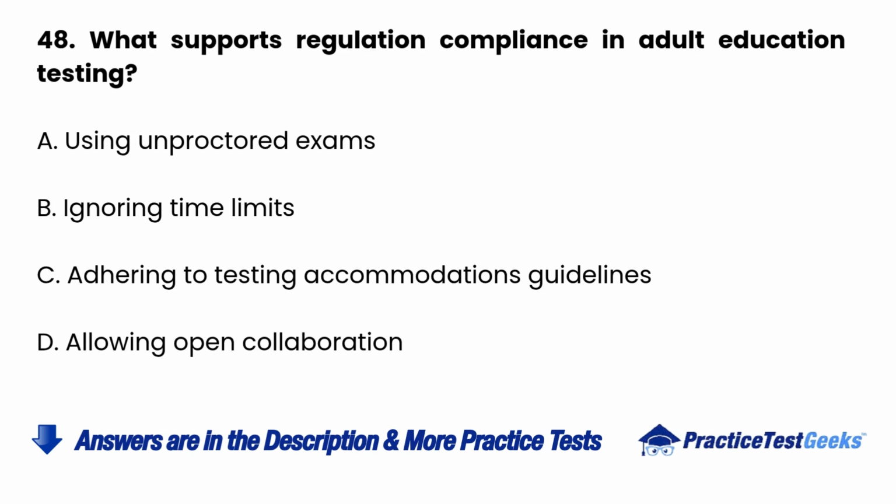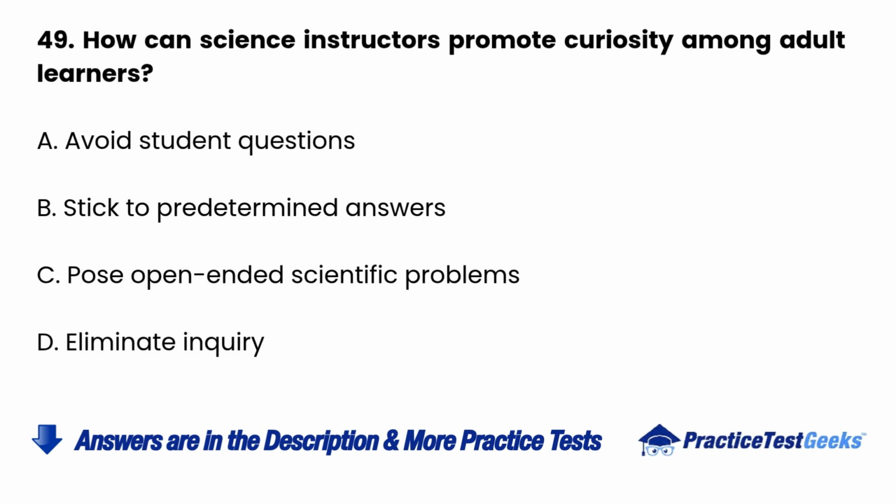48. What supports regulation compliance in adult education testing? A. Using unproctored exams. B. Ignoring time limits. C. Adhering to testing accommodations guidelines. D. Allowing open collaboration.